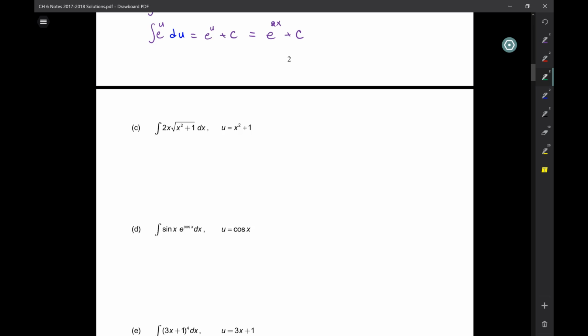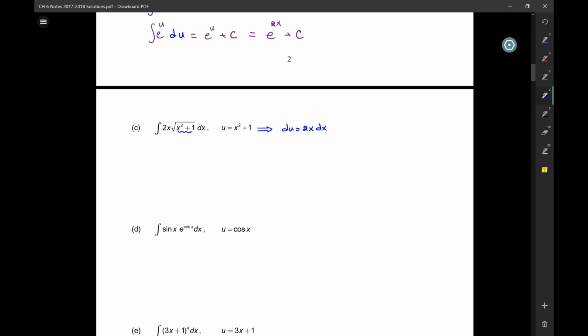So here we have 2x and then the square root of x squared plus 1. There are so many things happening. Always focus on the inside function. 2x is not an inside function. It's on the outside. X squared plus 1 is an inside function. So that's how we pick our u. U is x squared plus 1. So what's du? 2x dx.